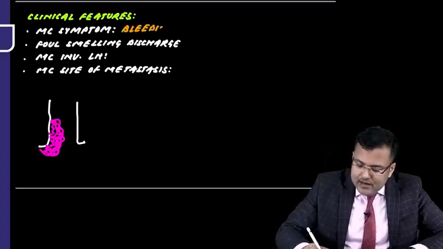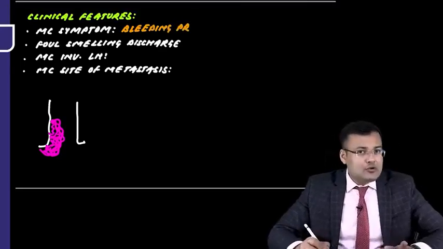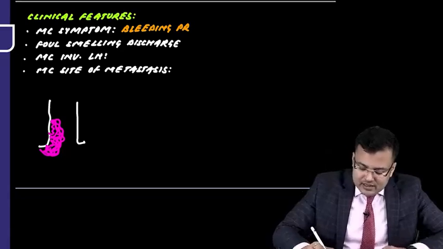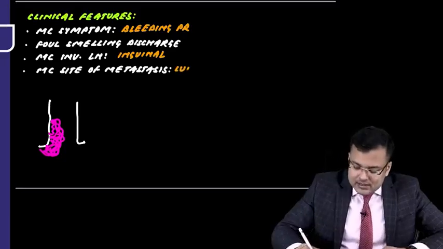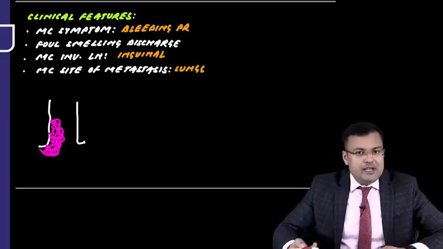Apart from bleeding PR, the patient started having foul smelling discharge. The most common inward lymph node we discussed is inguinal. And what is the most common site of metastasis? That is lungs.